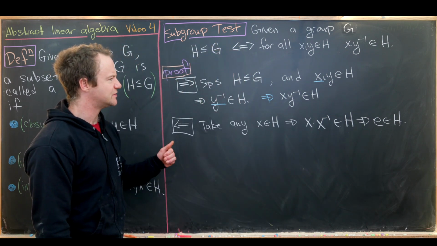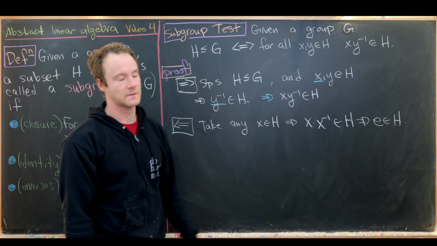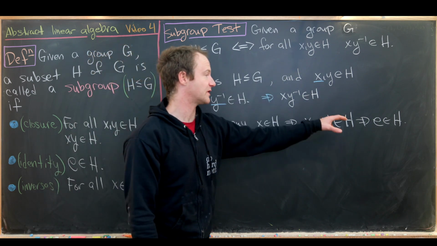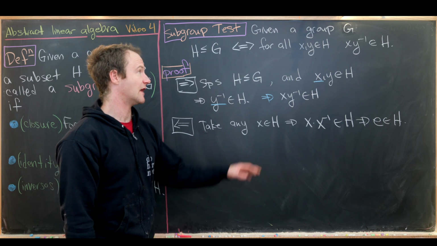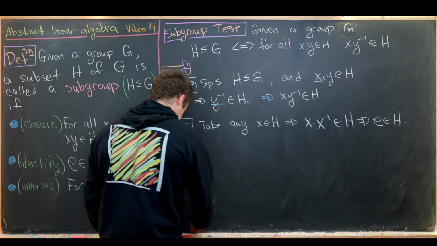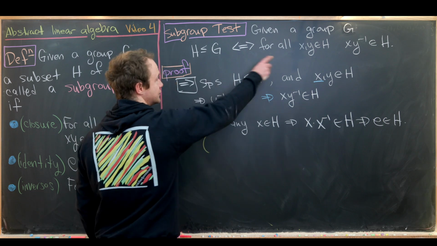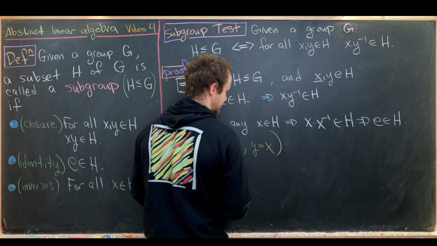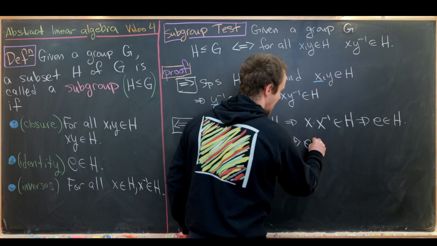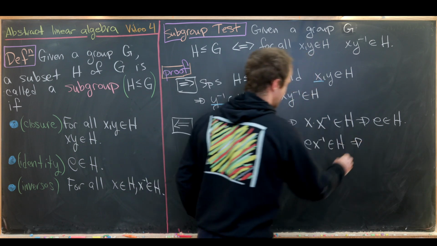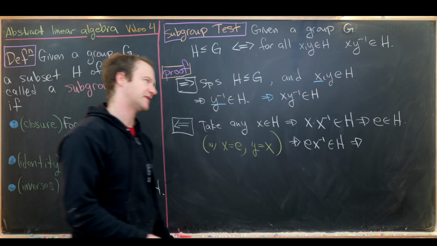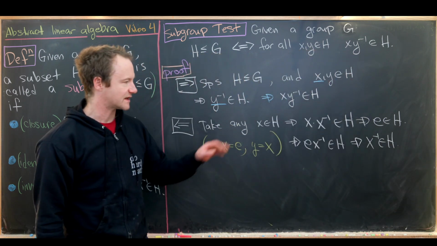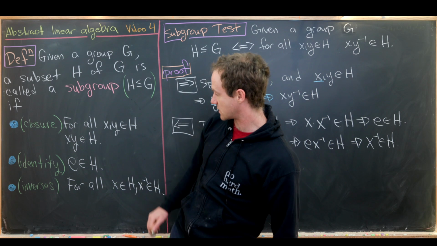Okay, now let's do the same thing, but now let's do our condition again, except now the role of x will be played by e, which we know is in H, and the role of y will be played by x. So let's use our defining condition with x equals e and y equals x. That's going to tell us that e x inverse is in H, but e times anything is just whatever we started with. That's the definition of the identity element, so that means x inverse is in H. So that's looking good. That means we know that inverses are in H.